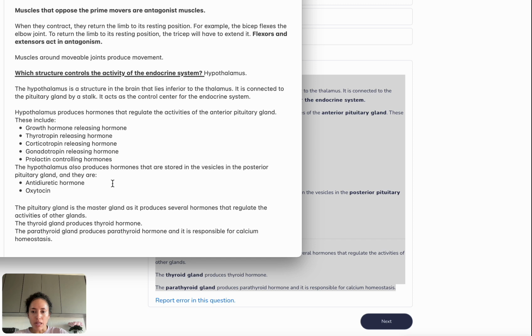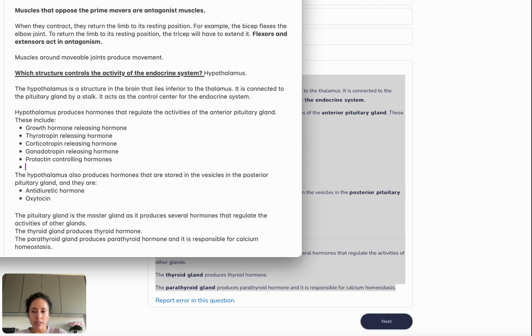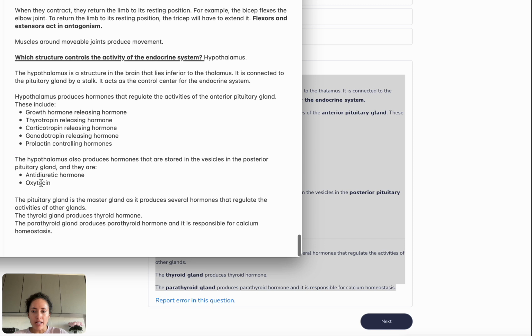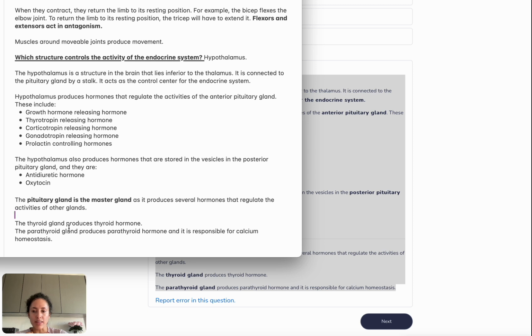Okay. The hypothalamus also produces hormones that are stored in the vesicles in the posterior pituitary gland, and they are antidiuretic hormone and oxytocin. So it produces these two. The pituitary gland is the master gland. So I highlight the things that I want to remember, so that when I have to reread these notes to remind myself, it's already done for me. It produces several hormones that regulate the activities of other glands. The thyroid gland produces thyroid hormone.